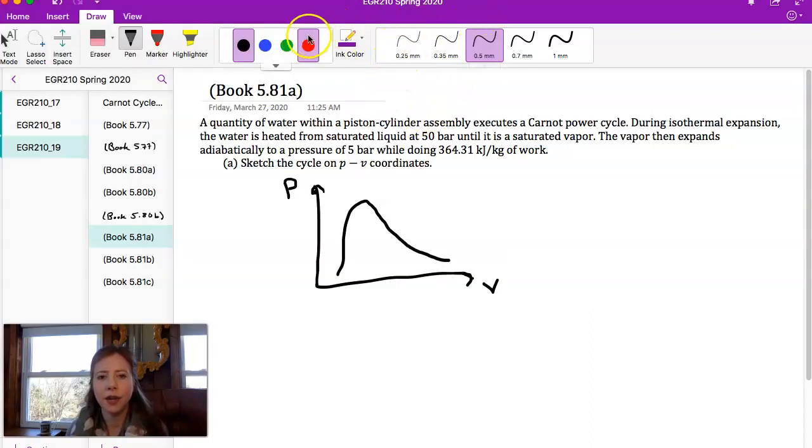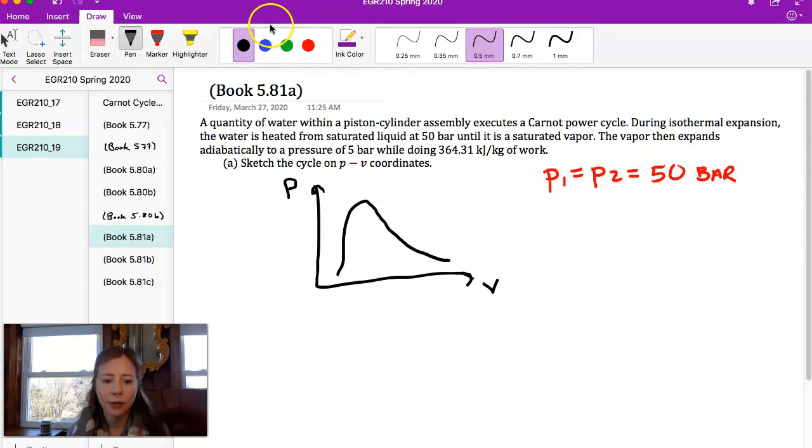And some things that we are given: that water is heated from a saturated liquid at 50 bar until it is a saturated vapor. Okay, so P1 is going to equal P2, which is going to be 50 bar. And the reason I know that P1 is equal to P2 is that we are going to be under the vapor dome.